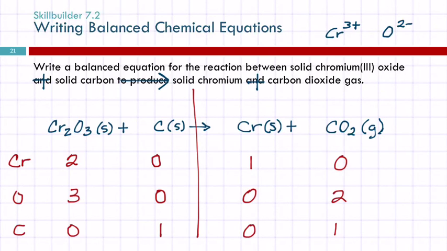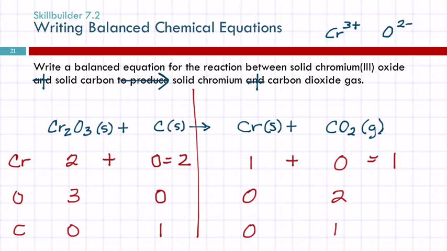Now, what we want to happen is we want 2 plus 0, that equals 2. And over here we have 1 plus 0, that equals 1. We want the sum on each side to be the same number. It's not working out right now for chromium, is it?